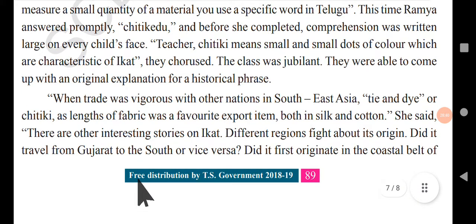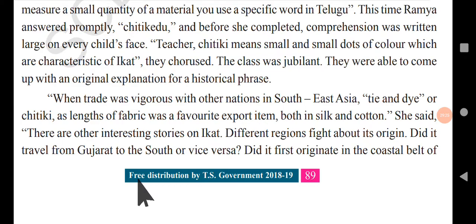So now she continued saying like this. Once the trade was very good in the South Asian and East Asian areas. This tie and dye, this chitki, was the favorite export item, and these chitkis were on both silk and cotton cloths. And she also said, see, there are many interesting stories on this ikat also. Different regions fight for its origin, just like Hyderabad people fight for the term biryani as though it belongs to Hyderabad. But finally, there was no officially confirmed statement to say that biryani belongs to Hyderabad.